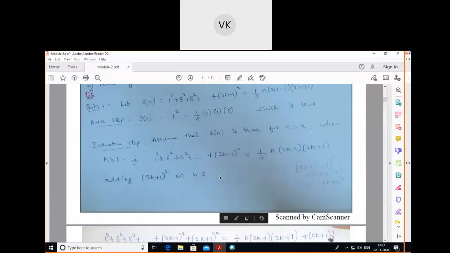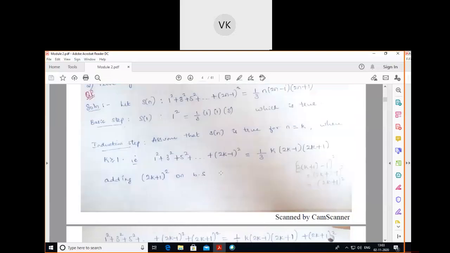After that we are going to add (k plus 1) squared to the LHS, and to the RHS also the same term, k plus 1.